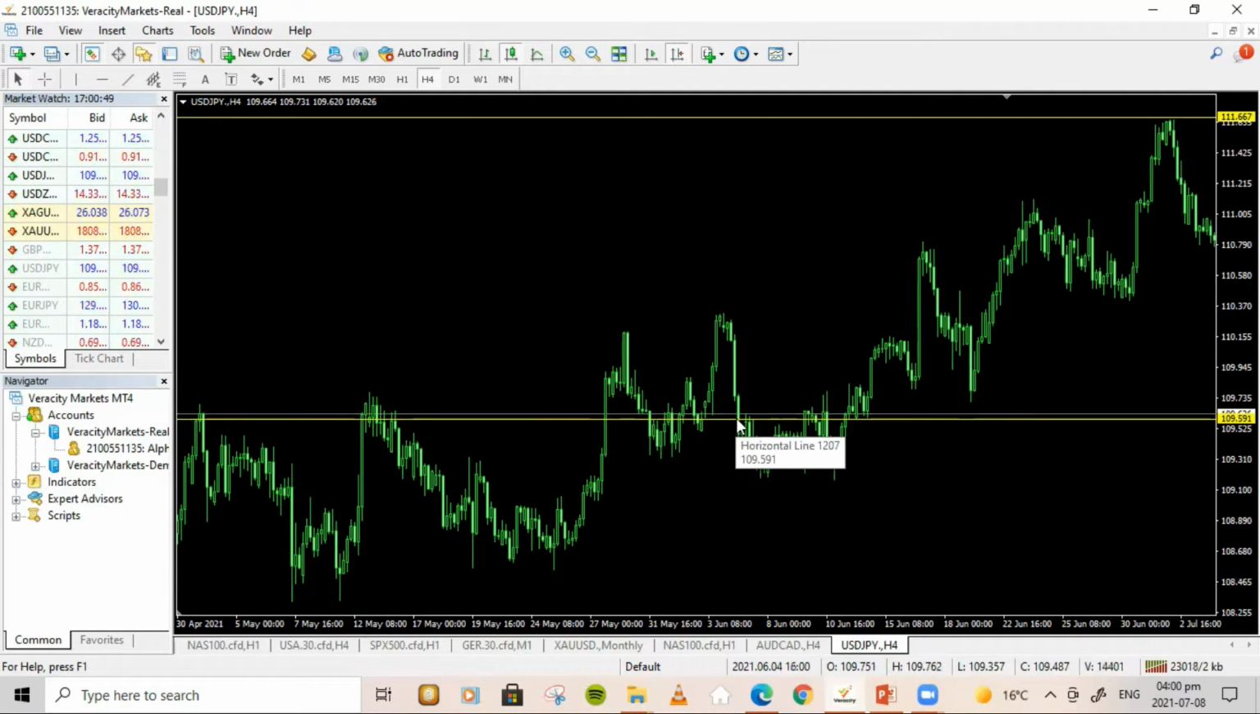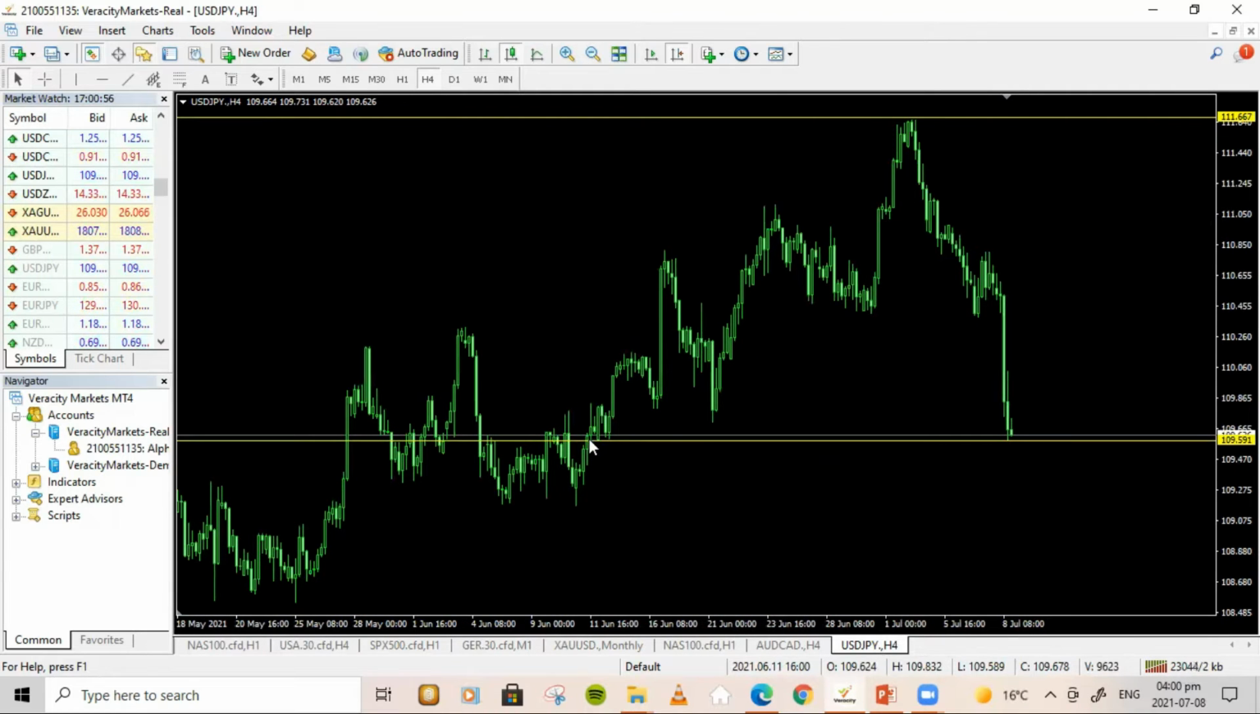Here it was not resistance anymore. It was resistance, but then it got broken, and ever since it was broken here, it has been support ever since. So as you can see here, the market broke, and after it broke, it supported the market. It supported the price from going below this level. So you can even check here, although it didn't reach this point, the market was still above this level.